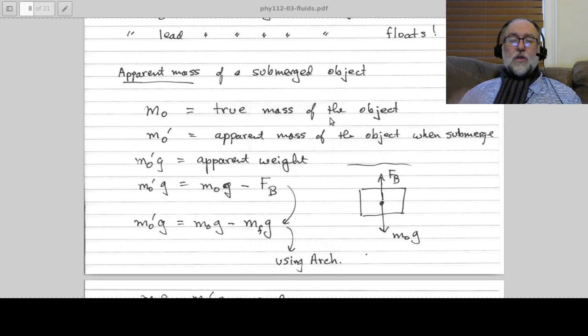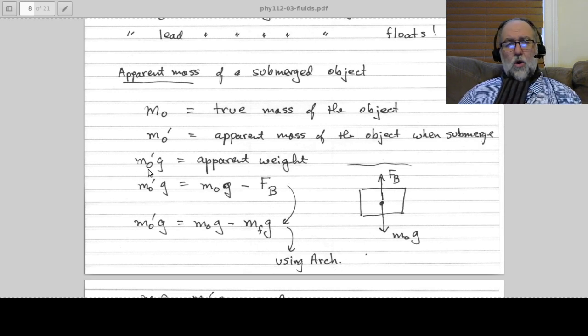Okay, now when you submerge something in a fluid, it has less weight. Okay, it appears to weigh less, and so if you divide out g, it appears to have less mass. We're going to call that MO primed, with that little dash there. That little dash means the apparent mass of the object when it's submerged. It seems like there's less of the object there. Okay, it seems like the mass has disappeared. It hasn't really. It still has the same mass. It just appears less because of that buoyancy force.